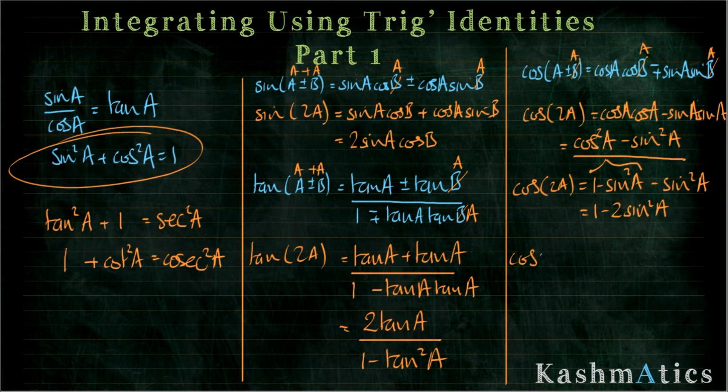Alternatively, I could replace the sine squared a with 1 minus cos squared a. So cos squared a, take away 1 minus cos squared a. And if I expand the brackets and simplify that, I'll get 2 cos squared a minus 1.